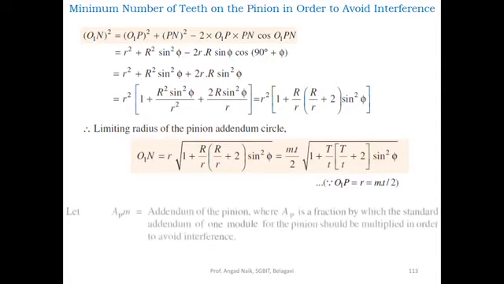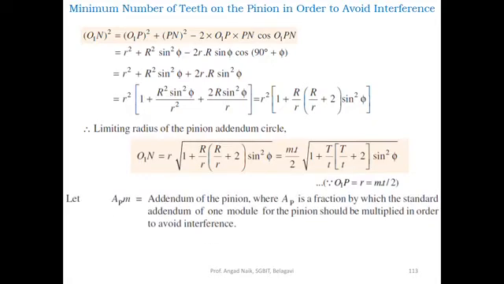Let APm be the addendum of the pinion, where AP is a fraction by which the standard addendum of one module for the pinion should be multiplied in order to avoid interference. Now from the figure, the addendum of the pinion should be equal to O1N minus O1P. In this term, O1N is this, for which we have retained this equation, minus O1P. So if I subtract O1P from this equation, then I'll get the addendum of the pinion.